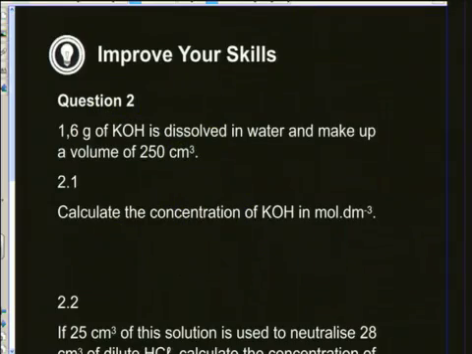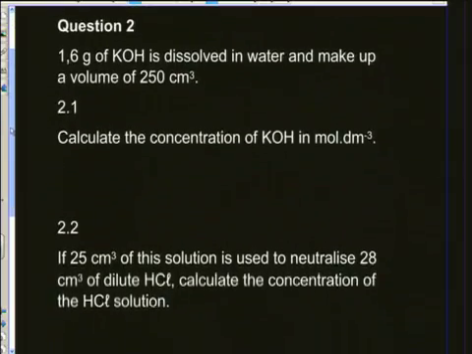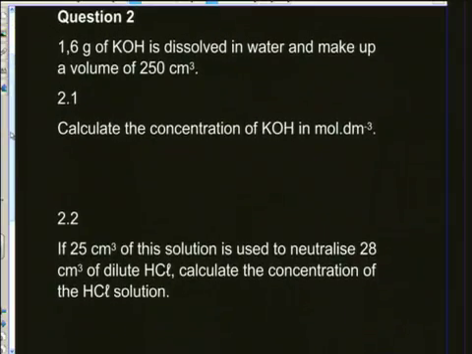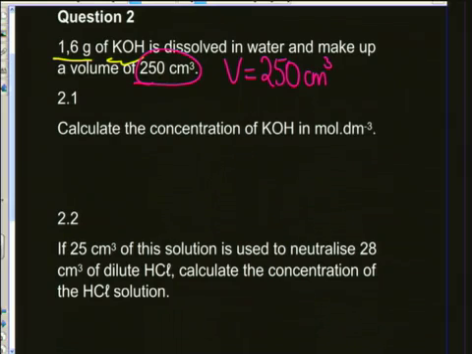All right, and moving on to question number 2. Let's look at question number 2. Question number 2 says 1.6 grams of potassium hydroxide is dissolved in water and made up to a volume of 250 cubic centimeters. So the volume is 250 cubic centimeters, and the mass of potassium hydroxide that has been given to us is 1.6 grams.